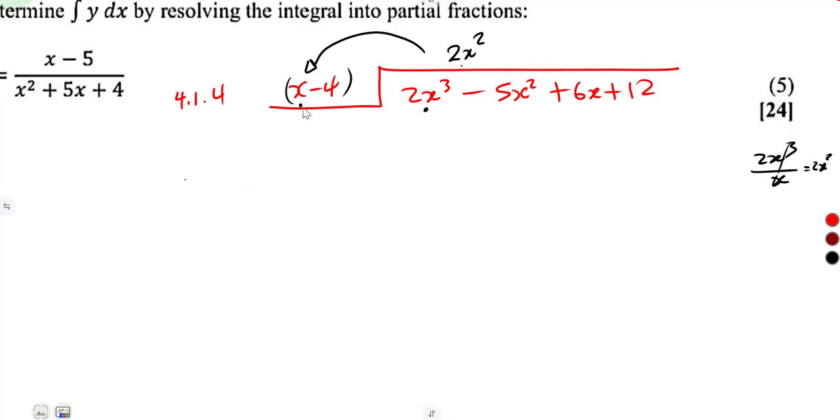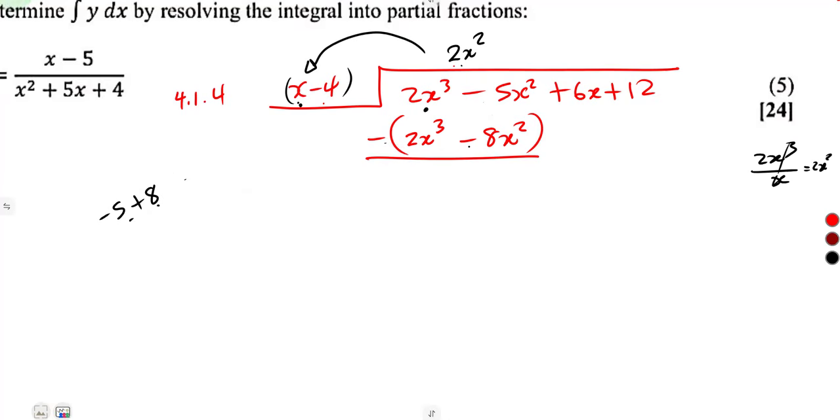So it's 2x squared times what? Times x. 2x cubed. 2x squared times minus 4, minus 8x squared. Then you subtract, just like that. So subtract. That's a 0 here. Minus 5x squared minus minus is going to be positive. So that's minus, minus, minus is positive.